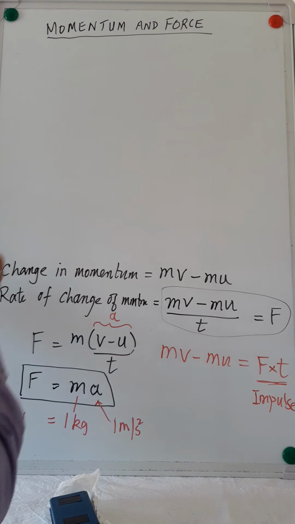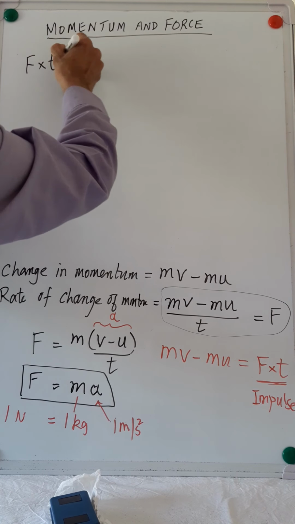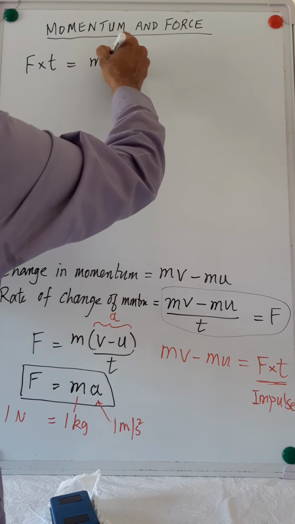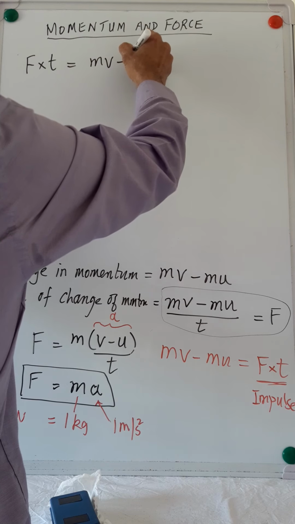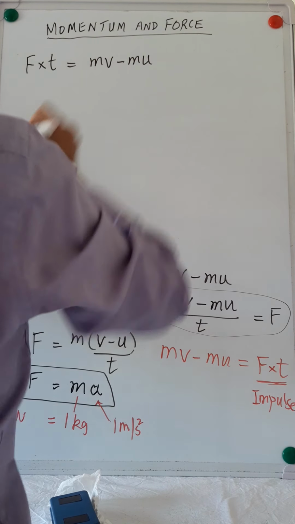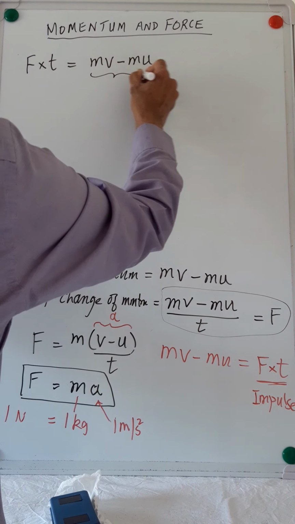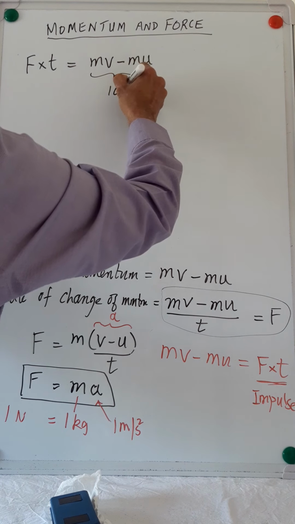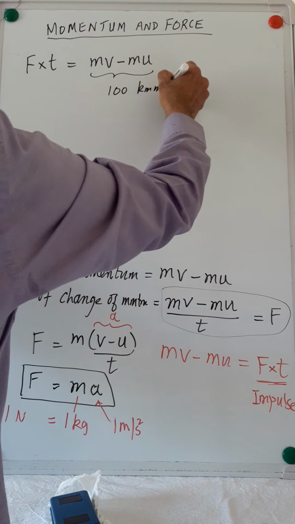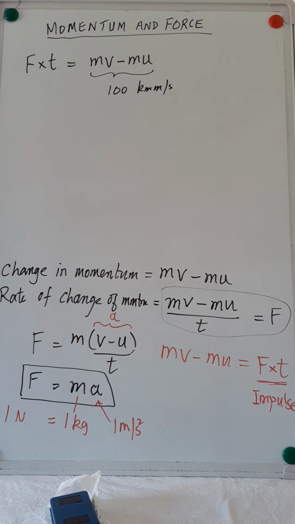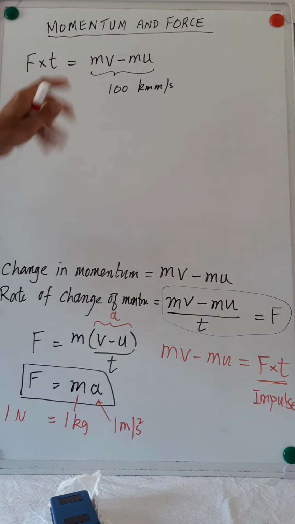So if I write F times t equals mv minus mu, this is the change in momentum. Now, suppose the change in momentum is 100 kilogram meters per second. To change the momentum by 100 kilogram meters per second, you could have a force.